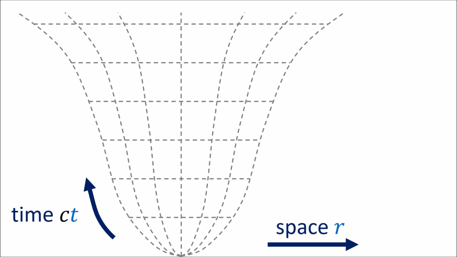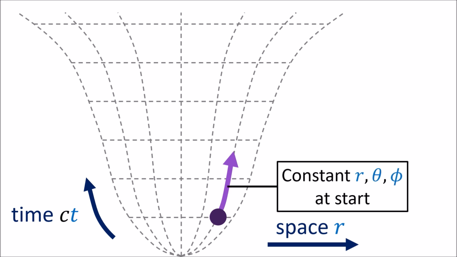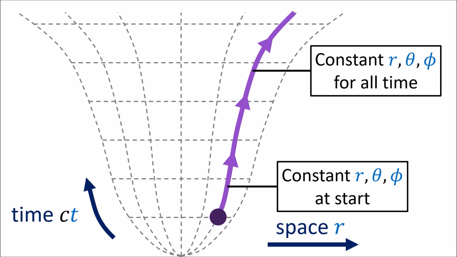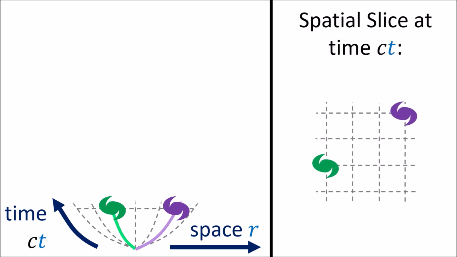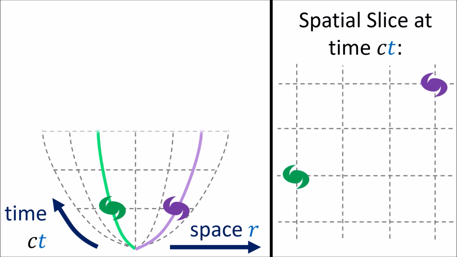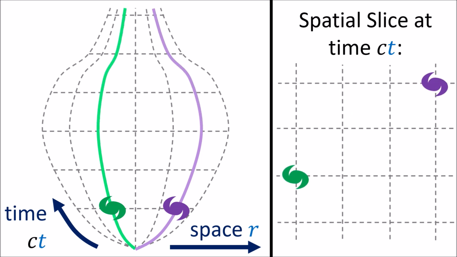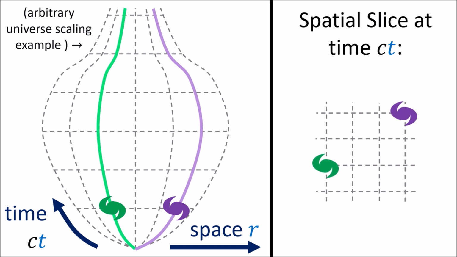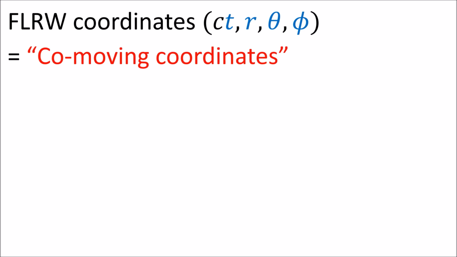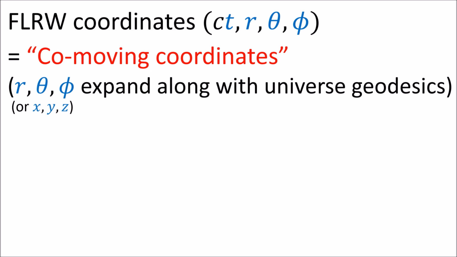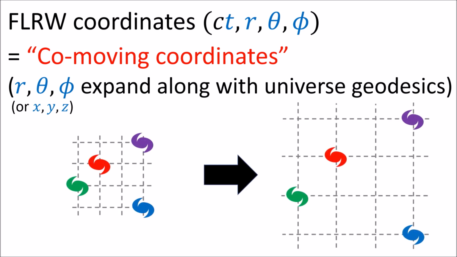So what we found here is that if a free particle travels through spacetime with constant space coordinates, it will continue to have constant space coordinates for all time, as long as no non-gravitational forces act on it. Another way to think about this is to say that the FLRW spatial coordinate grid will expand along with the universe when the universe expands, and contract along with the universe when the universe contracts. For this reason, FLRW coordinates are called comoving coordinates, because the spatial coordinate grid changes size along with the universe.